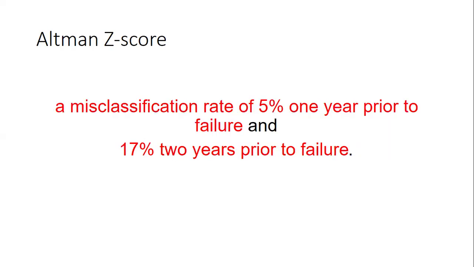But the researcher claimed that they only misclassified 5%. That means they were able to classify 95% of businesses that failed as failed 1 year before time based on their model. So if you use their model to predict whether a business will fail, according to them, your chance of making a mistake is only 5% if you're using their model 1 year before the business fails. And then it is 17% two years before the business fails.